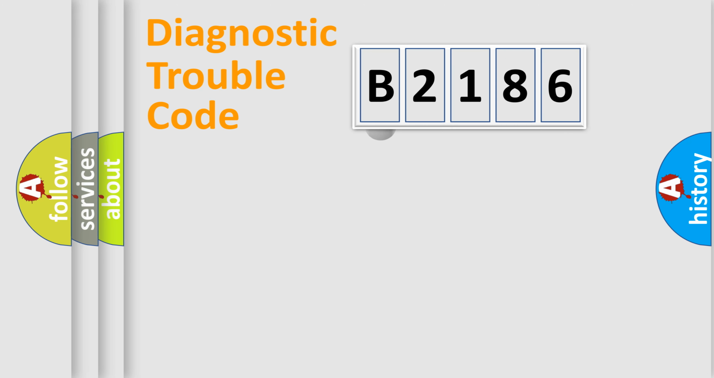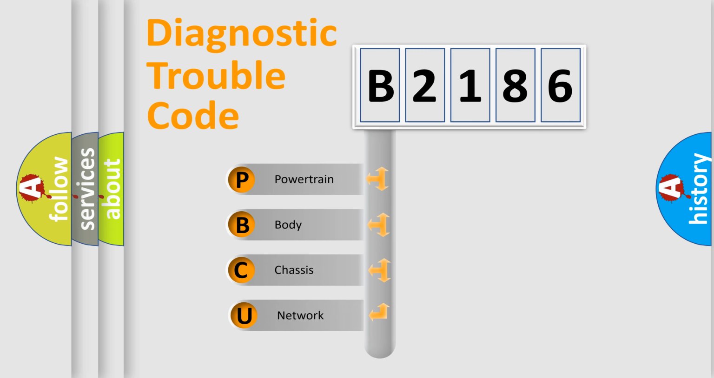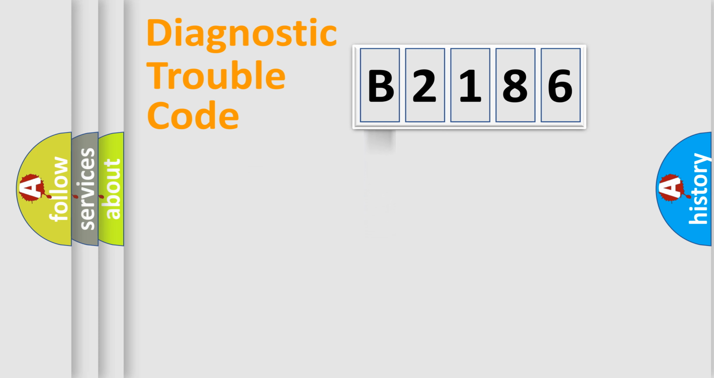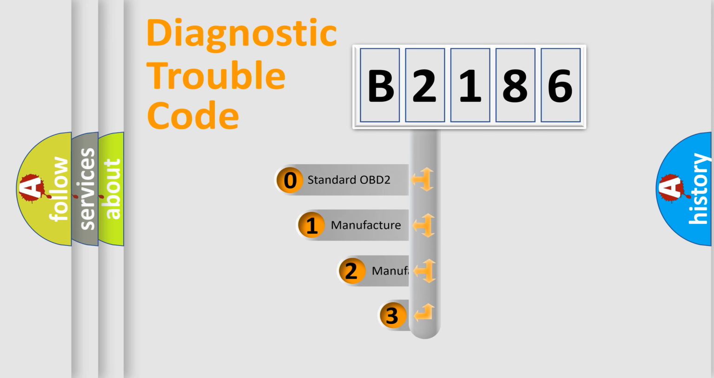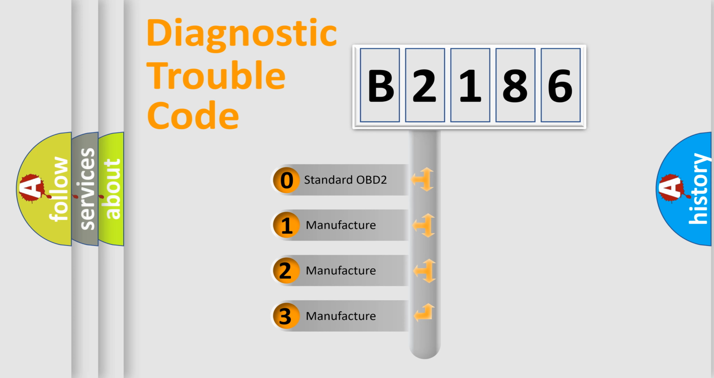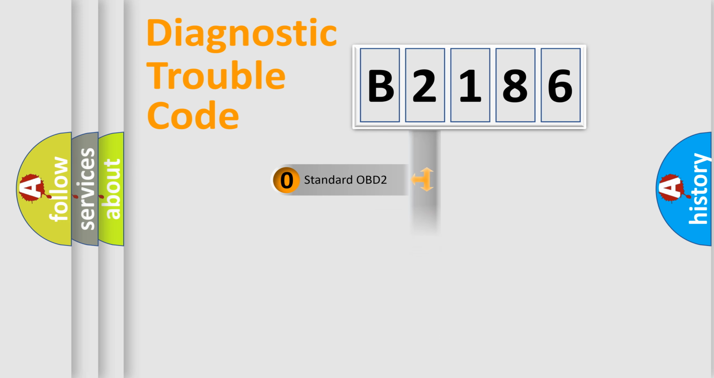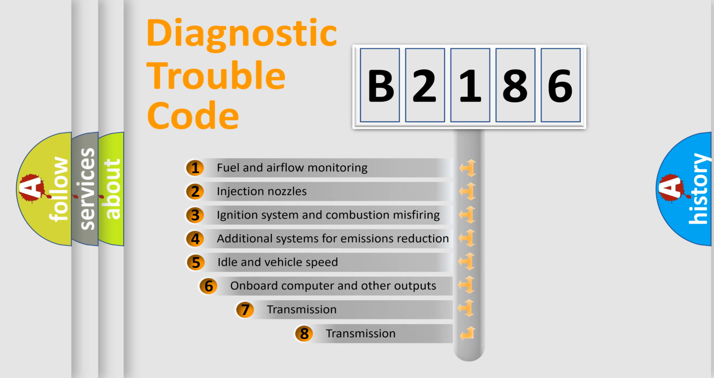Let's do this. First, let's look at the history of diagnostic fault code composition according to the OBD2 protocol, which is unified for all automakers since 2000. We divide the electric system of the automobile into four basic units: powertrain, body, chassis, network. This distribution is defined in the first character of the code. If the second character is expressed as 0, it is a standardized error. In the case of numbers 1, 2, 3, it is a more specific, car-manufacturer-specific error.